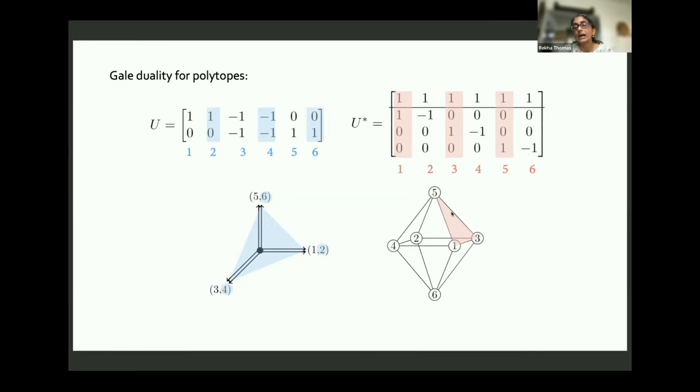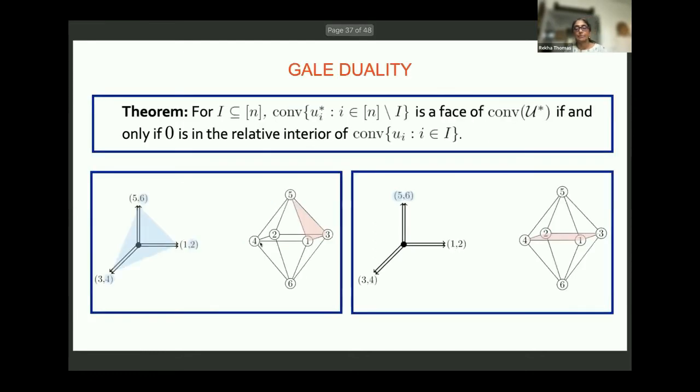So anytime you have a facet, or in oriented matroid language, a positive co-circuit, then on the other side, the complementary set of vectors will contain 0 in the interior of its convex hull. Okay, so this is Gale duality. This allows you to read off facets or faces of the polytope from the structure of the positive circuits of the dual configuration, which is the blue configuration. That's basically what's happening in these examples.